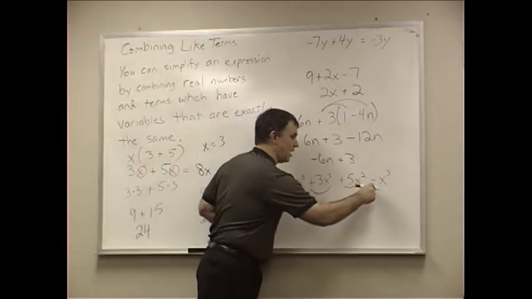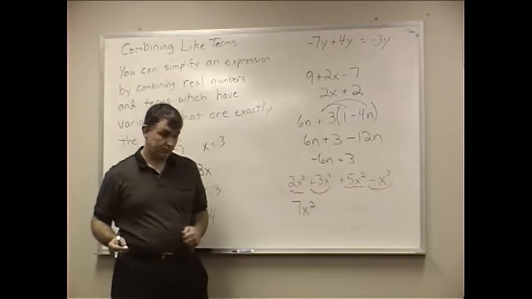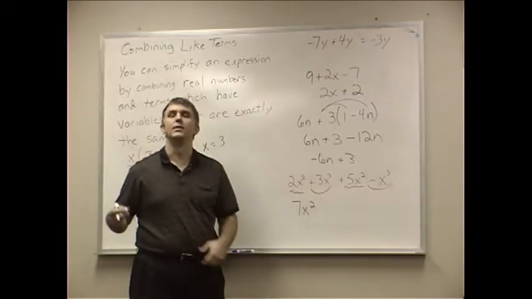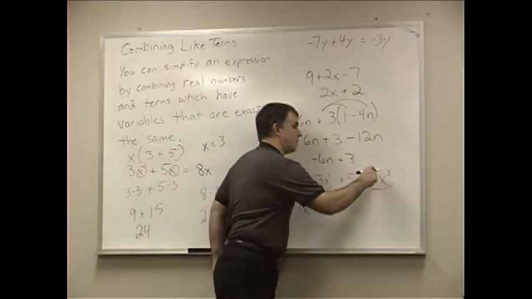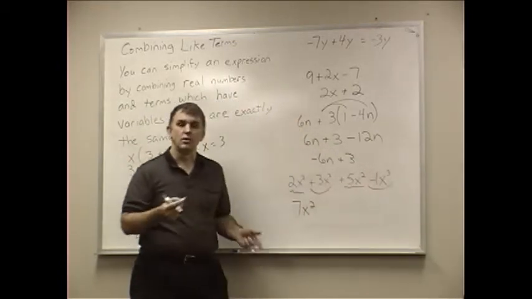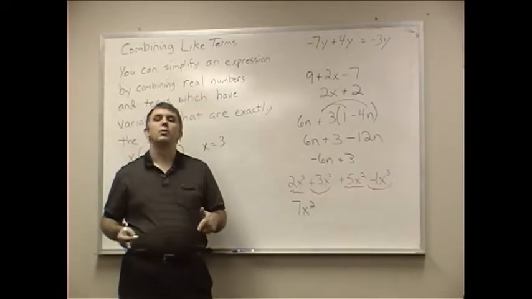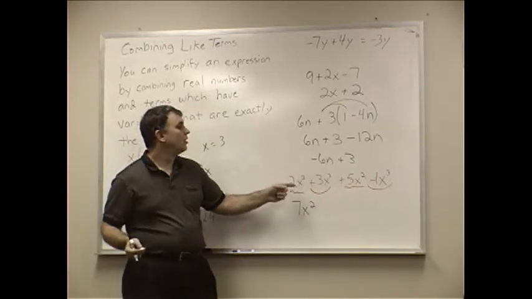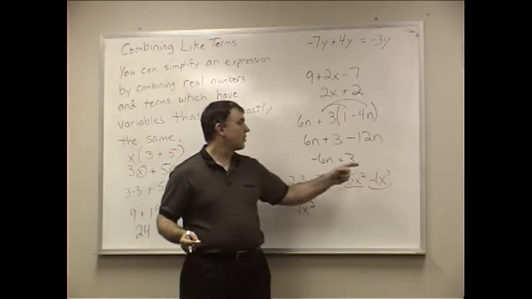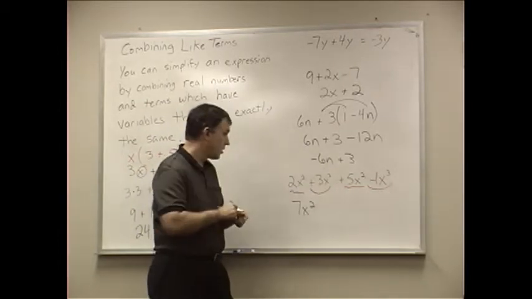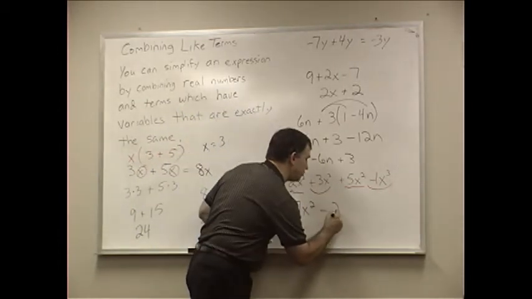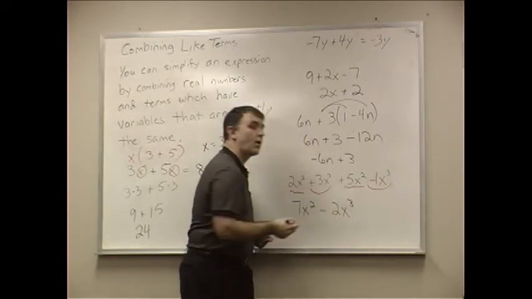3x to the third and negative x to the third. I don't have a number there. Yes, you do. Remember, that's one of the spots where there's an understood 1. If there's not a number in front of the variable, treat it like there's a 1 there. 3x to the third minus 1x to the third would be negative 2x to the third.